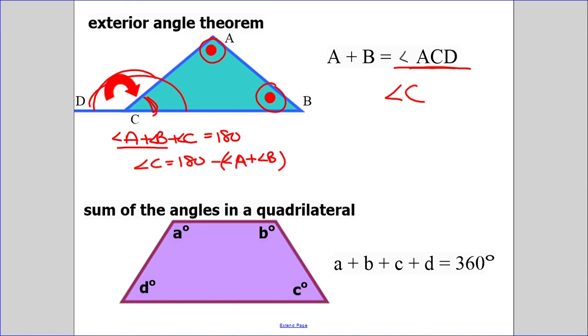Then we have our last one, sum of the angles in a quadrilateral. So A plus B plus C plus D will equal 360 degrees, and that'll come in handy as well, just like our triangle does when it adds to 180.